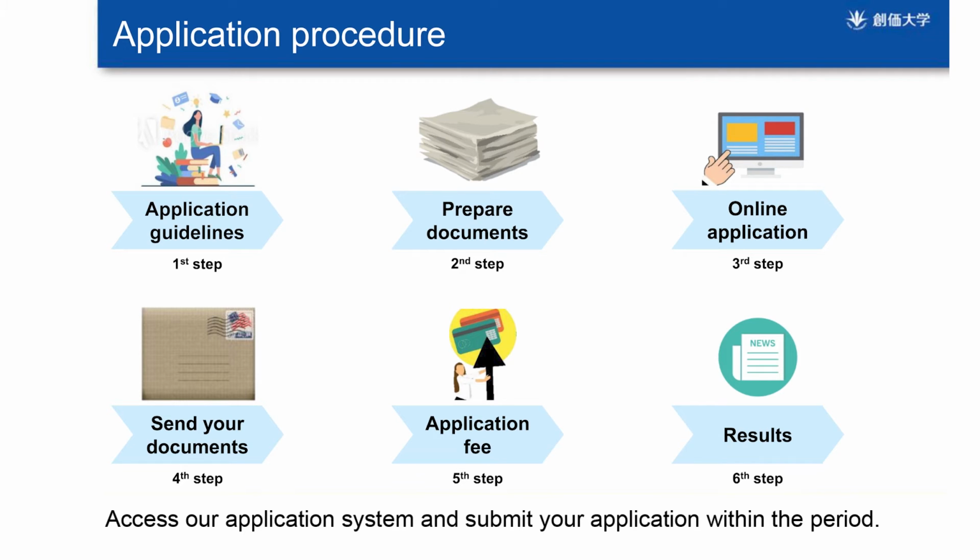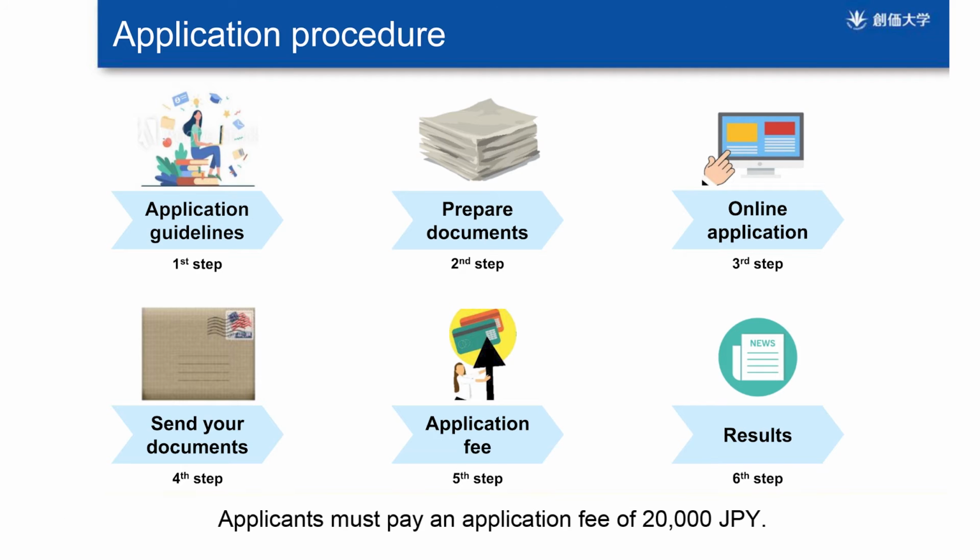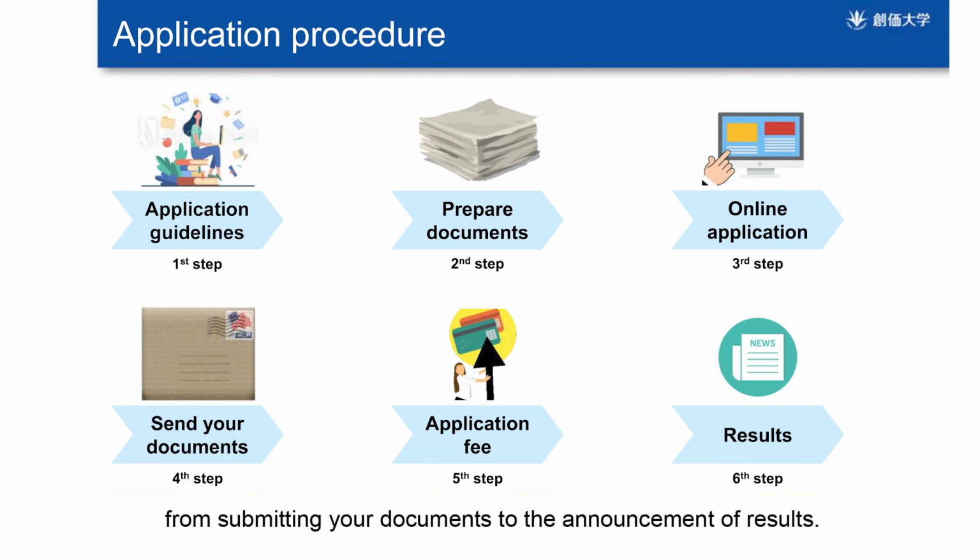Access our application system and submit your application within the period. All documents must arrive via courier or registered mail within the application period. Applicants must pay an application fee of 20,000 Japanese yen. Results will be announced after screening of documents. This is the application flow, from submitting your documents to the announcement of results.